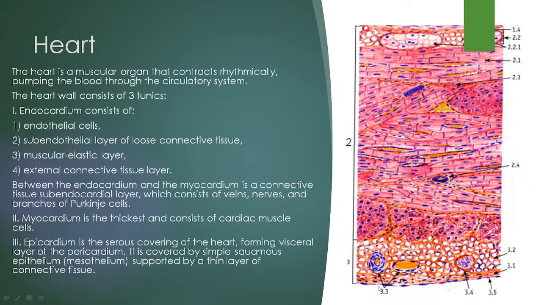Look at the picture 3.5. Mesothelium layer, and it contains loose connective tissue, which can contain blood vessels, arteries and veins, and nerves.